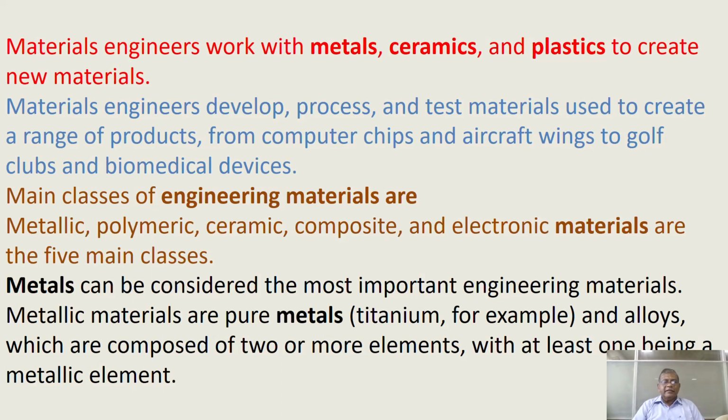So as I said earlier, metallic, polymeric, ceramic, composites, and electronic materials are the five main classes, of which metals are widely practiced. Metals can be considered the most important engineering materials. Metallic materials are pure metals, or they may be alloys, which may be composed of two or more metals.